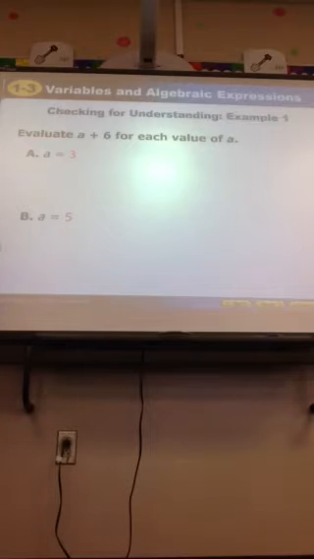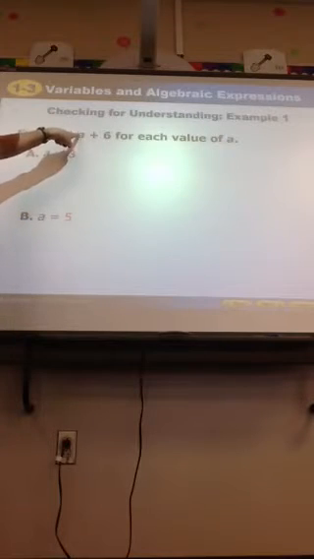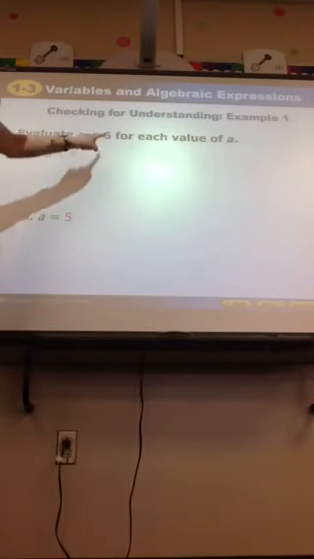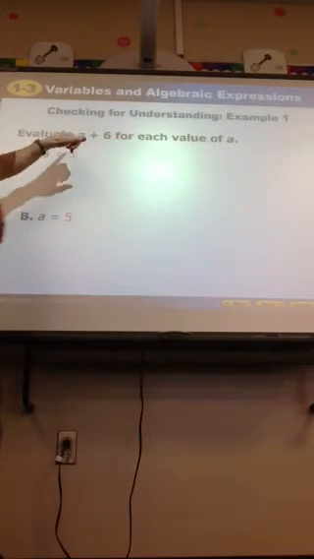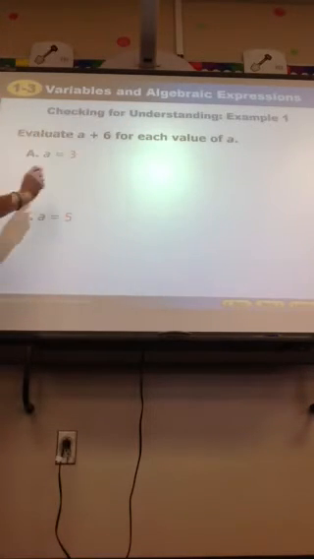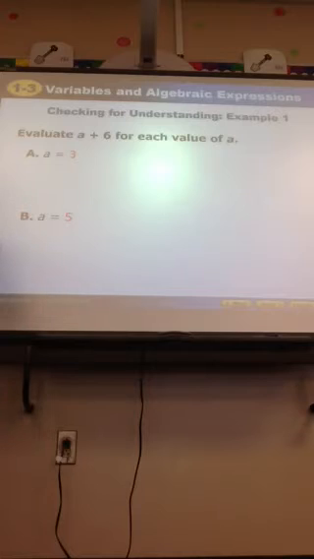Okay, so now we're going to do some checking for understanding. Let's see if you can do this. Let's see if you can substitute a value for a variable and add it. Here you're adding it to the constant 6, and you're evaluating to see what a plus 6 is when a is equal to 3. So you can turn off the video right now and try those, and then turn back on and we'll go over it.